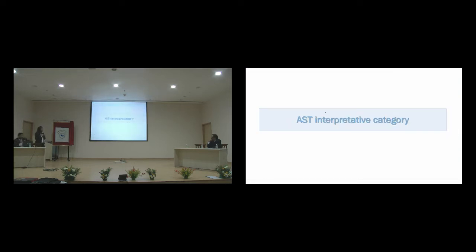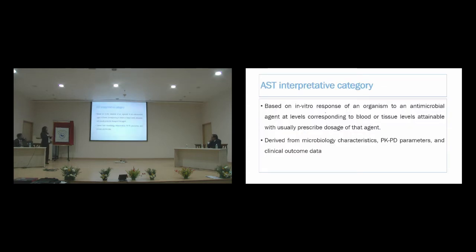Next, coming to various AST interpretive categories. So what are these AST interpretive categories? What are clinical breakpoints? These are based on the in vitro response of an organism to an antimicrobial agent at a level corresponding to serum levels attainable with the usually prescribed dosage for that particular agent. Already sir has explained about that. This is how the clinical breakpoint is arrived at.